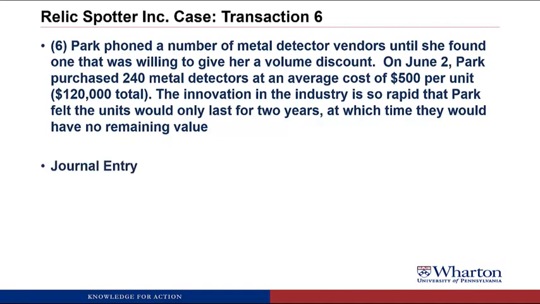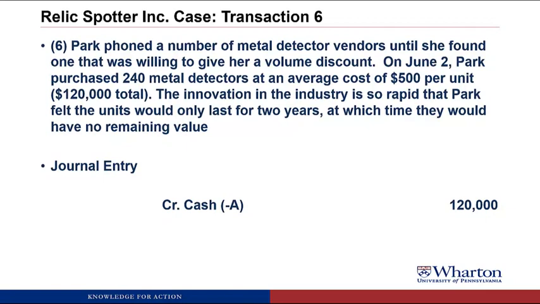In this transaction, we're going to again ignore the 2 years, no remaining value. We'll come back to that in a later video. We need to record the transaction where we paid $120,000 cash to get metal detectors. If we're paying cash, cash is going down. Cash is an asset, goes down with a credit, so we credit cash for $120,000.